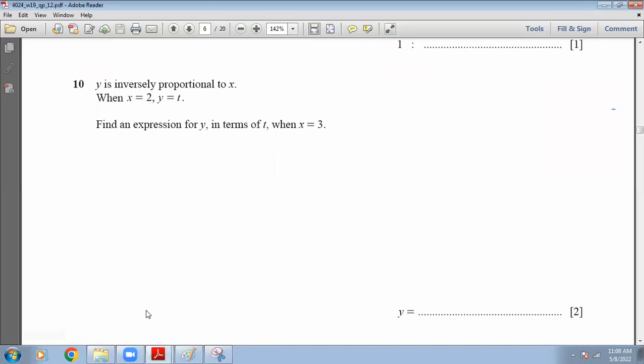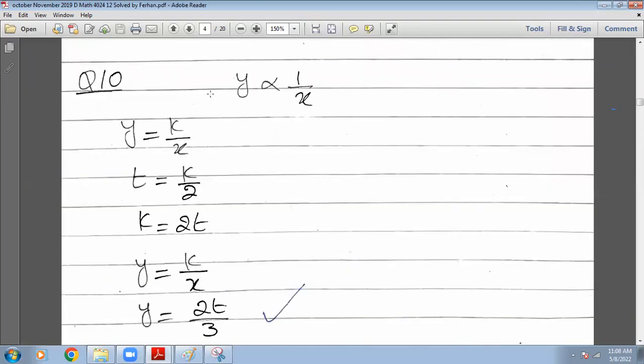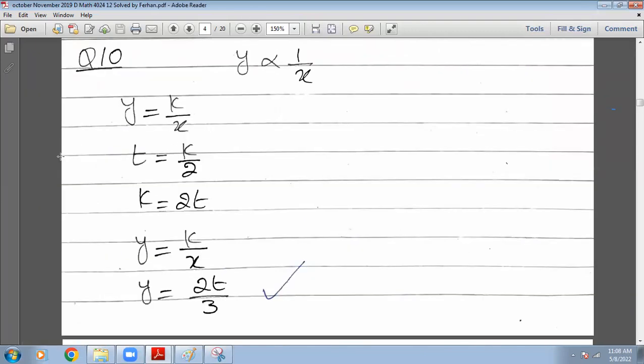Okay, let me show you how this is done. They are saying y is inversely proportional to x. So y is proportional to 1 by x, so y equals k by x. He says y will be t when x will be 2. So t equals k by 2, so k will be 2t. Then y equals k by x. They say the value of x is 3. So what will be the value of y in terms of t? The k value is 2t and x is 3. So that is the answer, sir.